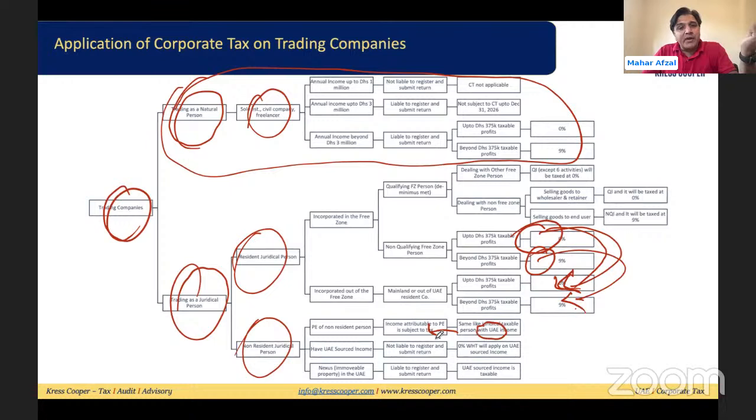So for a non-resident juridical person, with UAE sourced income, withholding tax will be applicable at 0%, but they will be liable to pay corporate tax in the UAE. And with the passage of time, this 0% can go up.